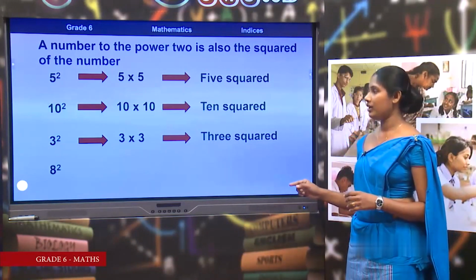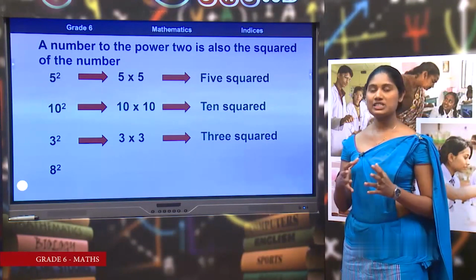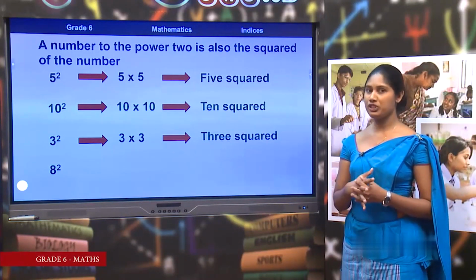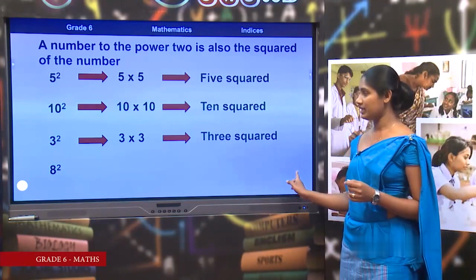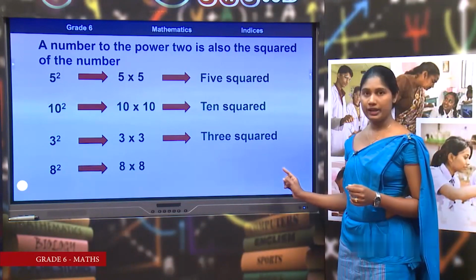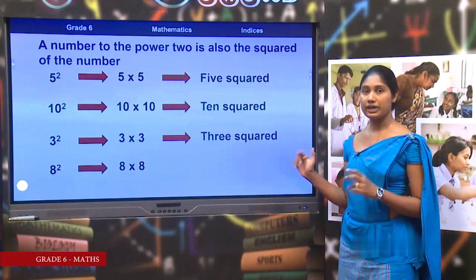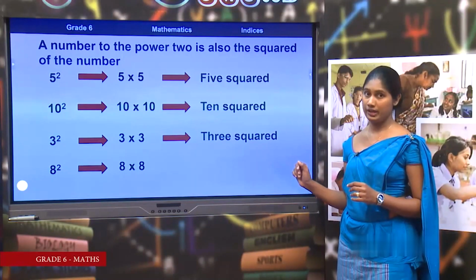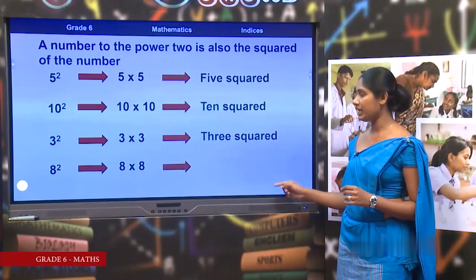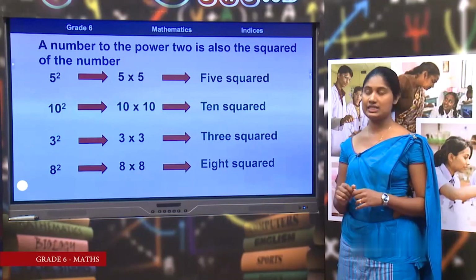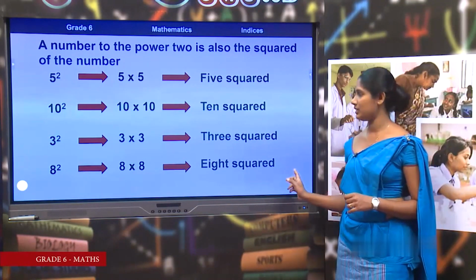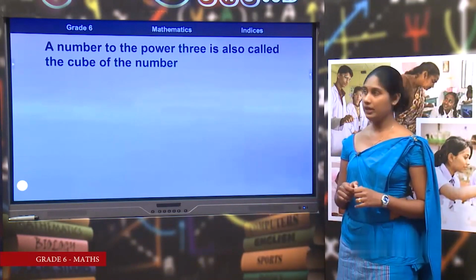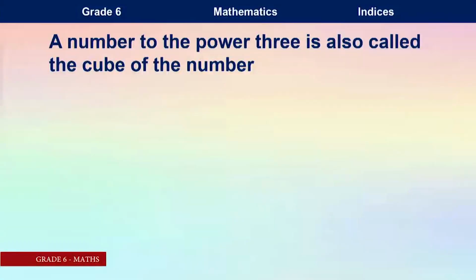Okay, tell me what is the special name for this? I know that is 8 into 8. By expanding 8 into 8, then the special name, another name for this is 8 squared. A number to the power 3 is also called the cube of the number. We'll see what are the cube numbers.